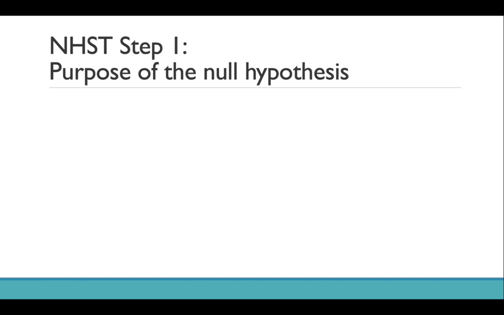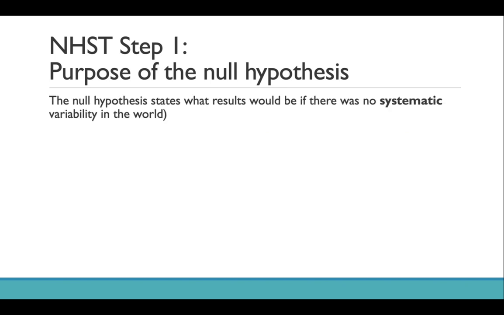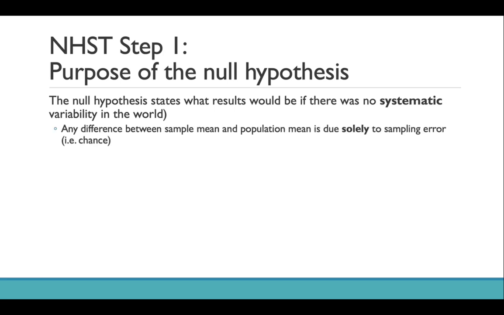Let's talk a little bit about the purpose of the null hypothesis. The null hypothesis states what the results would be if there was no systematic variability in the world. Under the null hypothesis, any difference between the sample mean and the population mean is due solely to sampling error, in other words, chance.